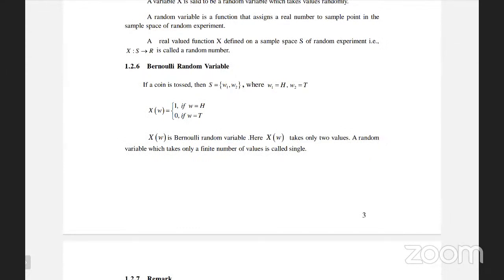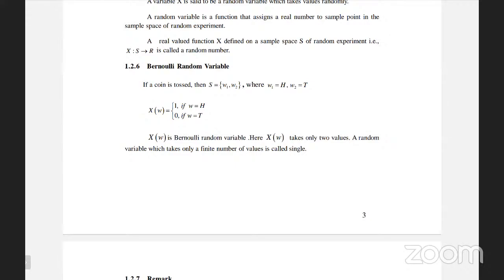What is a random experiment? Any experiment that can be done repeatedly, where the possible number of outcomes is known well in advance and the total favorable cases are known well in advance. But what particular outcome we will get, we don't know in advance. When these three conditions are satisfied, that experiment is called a random experiment.